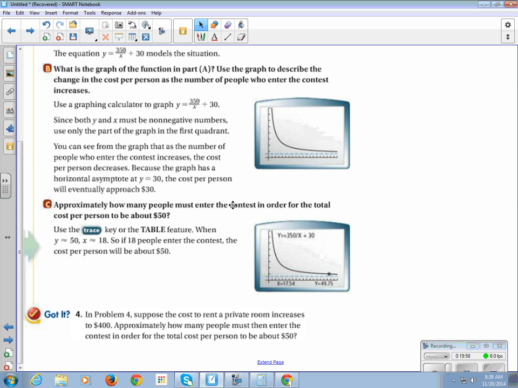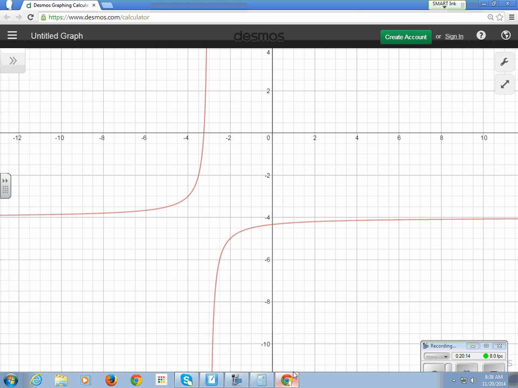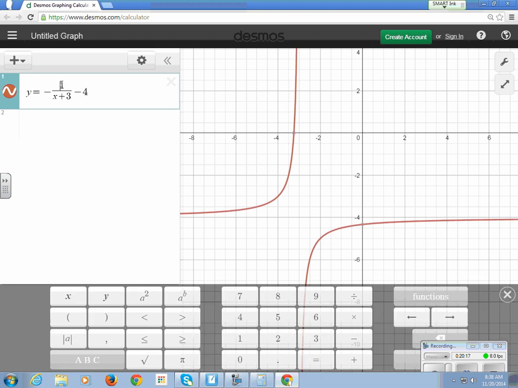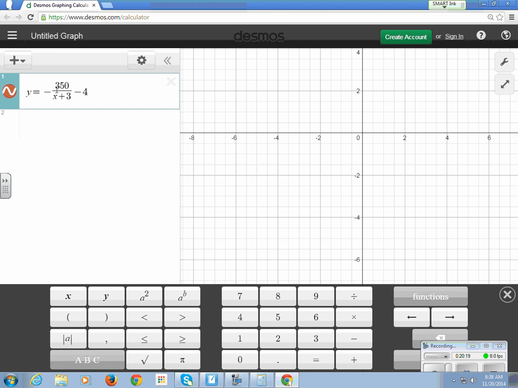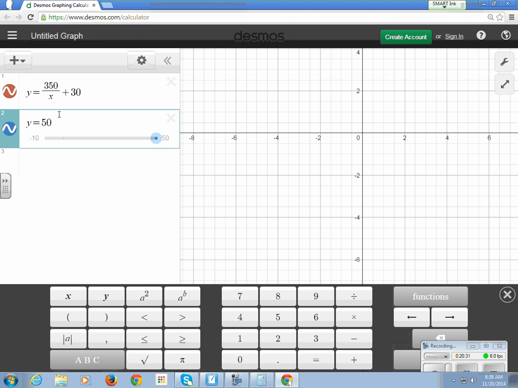Approximately how many people must enter the contest in order for the total cost per person to be about 50? So here, if you have a graphing calculator, you go to the trace or the table feature. I'm going to show you how to do this on Desmos. So let's put this 350 over x plus 30. And what I do is I just put, if it says, what is it at 50? I just put y equals 50.